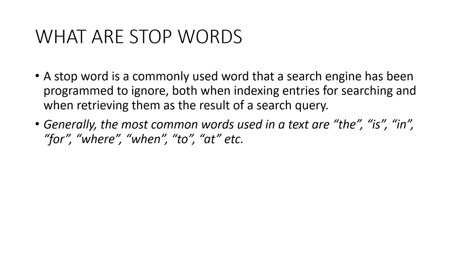What are stop words? A stop word is a commonly used word that a search engine has been programmed to ignore, both when indexing entries for searching and when retrieving them as the result of a search query. Generally, the most common words used in a text are the, is, in, for, where, when, to, at, etc. These are all stop words.